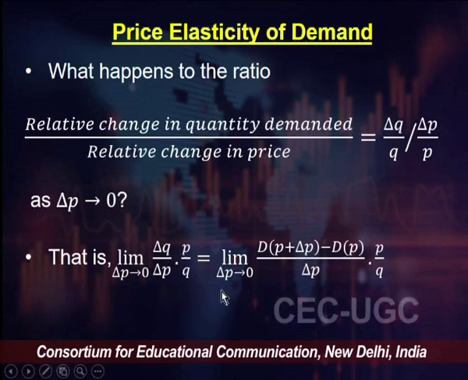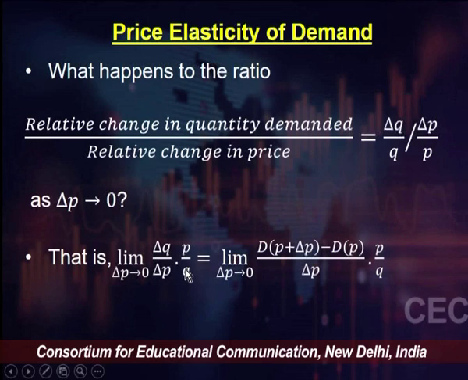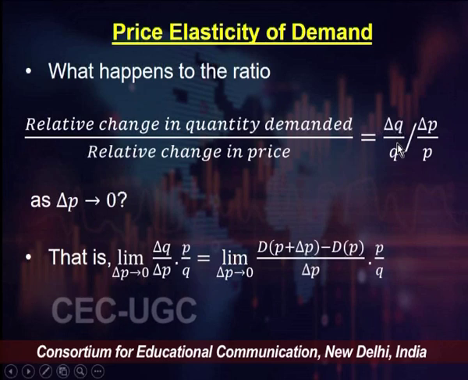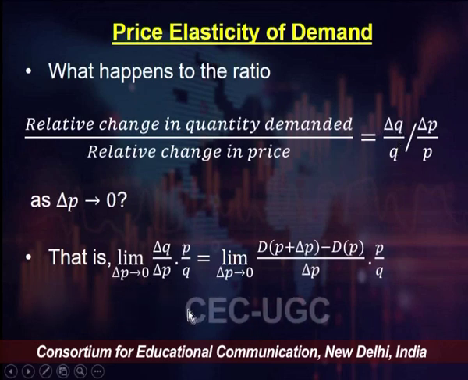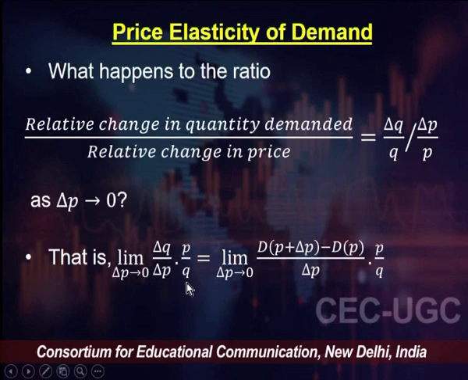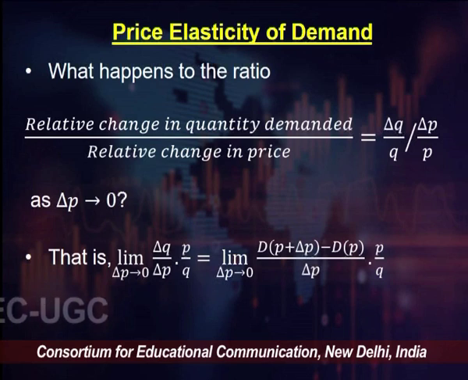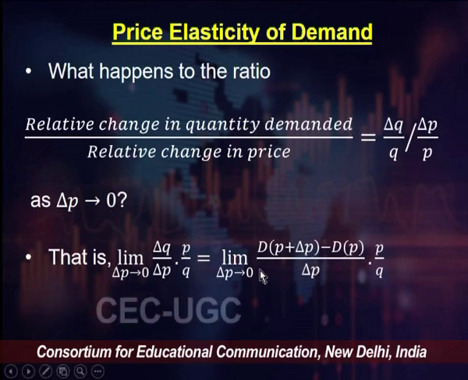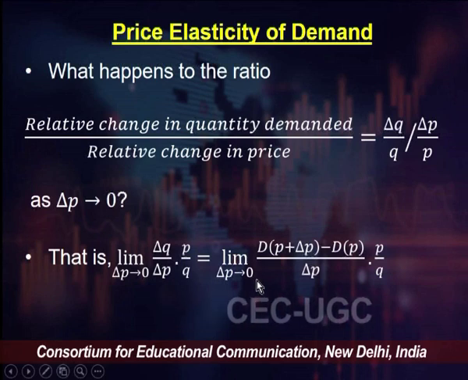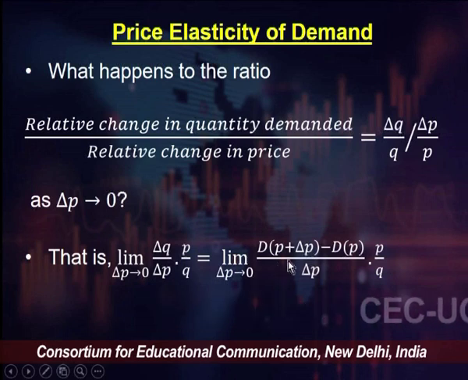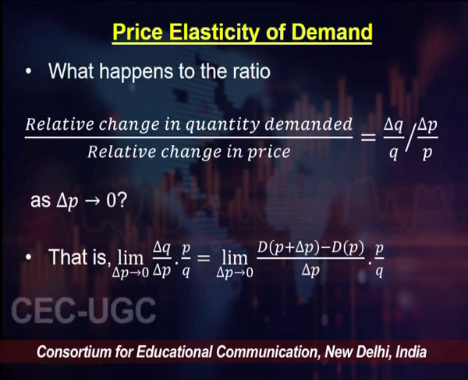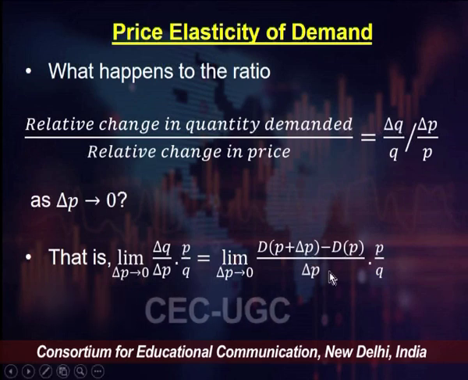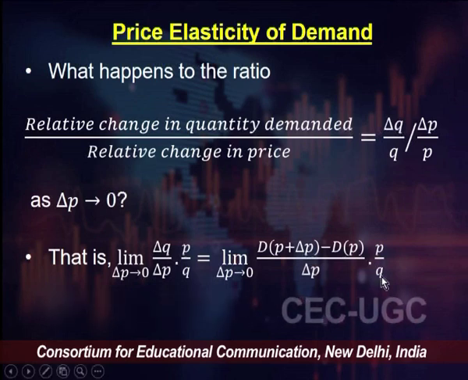In this case, I can write this ratio of the relative change as delta Q by delta P times P by Q. So I can look at what happens to this ratio in the limit as delta P tends to 0. This means I'm looking at the limit as delta P tends to 0 of d of P plus delta P minus d of P, divided by delta P, times P by Q, because the change in Q is given by d of P plus delta P minus d of P.